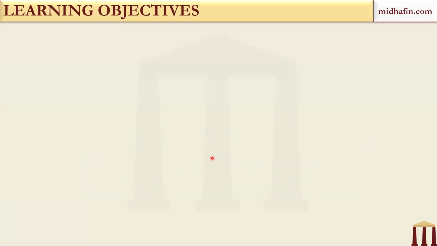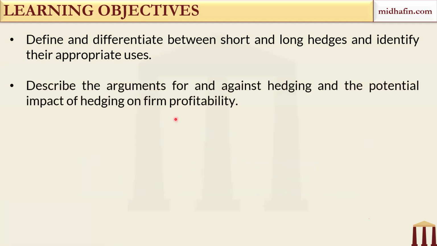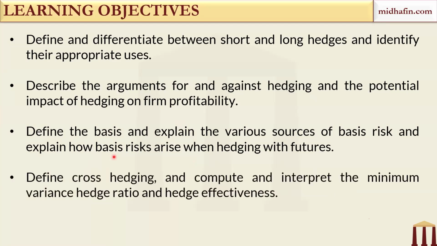So these are the learning objectives. Define and differentiate between short and long hedges and identify their appropriate uses. Then describe the arguments for and against hedging and basis. If you remember, we introduced basis and basis risk last time only, so we'll explain this part in detail, particularly in the context of hedging. Then we'll define cross hedging, and find out the minimum variance hedge ratio and hedge effectiveness as well.